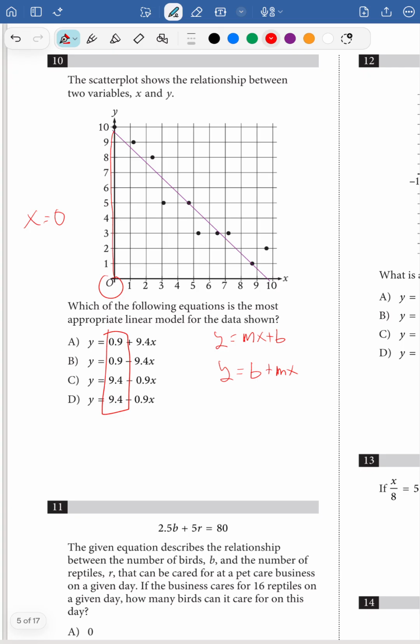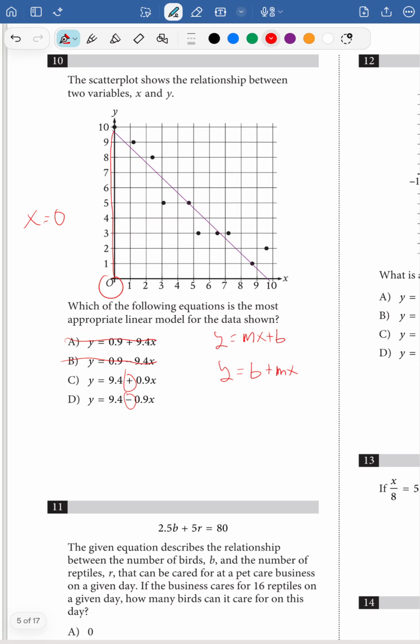Now, answer choices A and B have 0.9, which is nowhere near between 9 and 10. So we can get rid of those. Now we're left with C and D. They both have our y-intercept, so let's look at something else. First, let's look at their difference. We see that C has a plus sign and D has a minus sign. This is a big piece of information because it tells you the direction of the line.